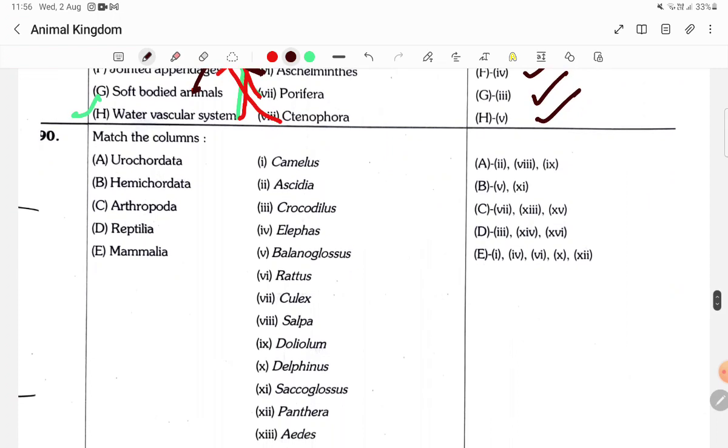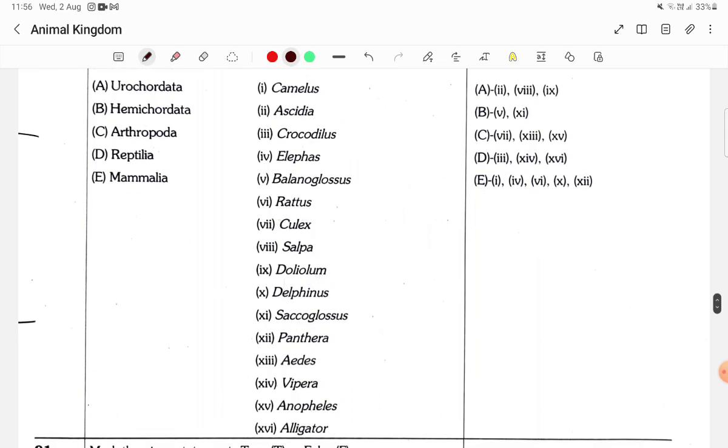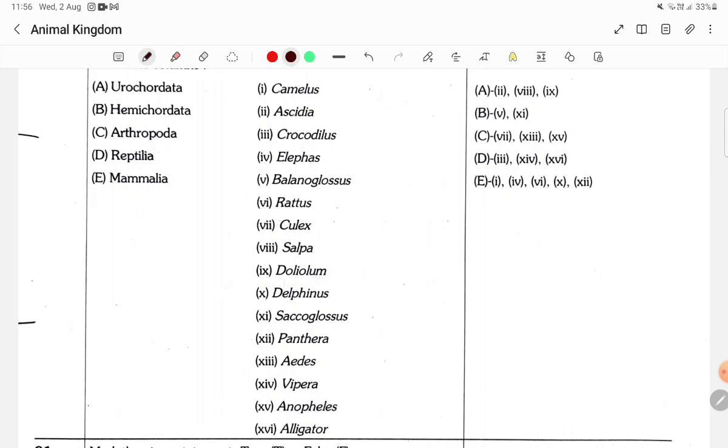Coming on question number 90. Now, this is going to be a little scary question. So, we match line wise which belongs to which phylum. So, Camelus. Camelus is hemichordate or urochordate, arthropoda, mammalia and reptile. So, actually let's start with mammalia. Let's finish mammalia first. So, we will write Camelus is mammal because camel is a mammal.